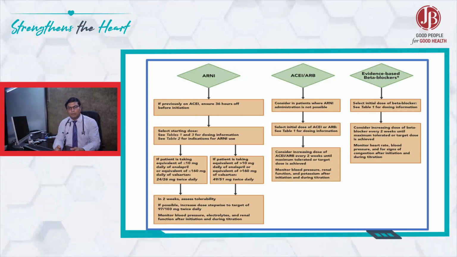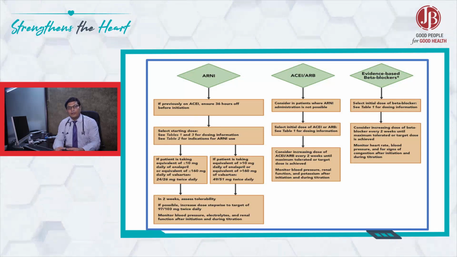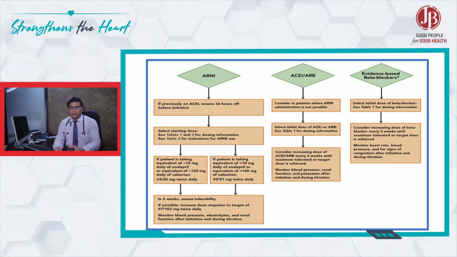If at all the patient has borderline blood pressure, naturally we have to go slow, and sometimes once the patient is stabilized on 50 milligram twice a day of ARNI, we can reduce the dose of loop diuretics if the patient is otherwise euvolemic and there is no fluid overload, and then gradually increase the dose of ARNI so that it is better tolerated.